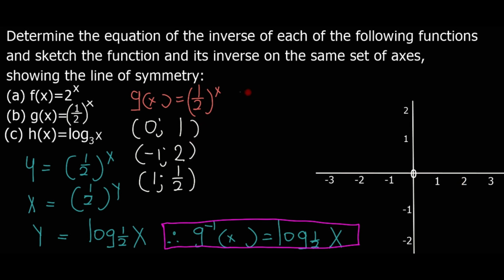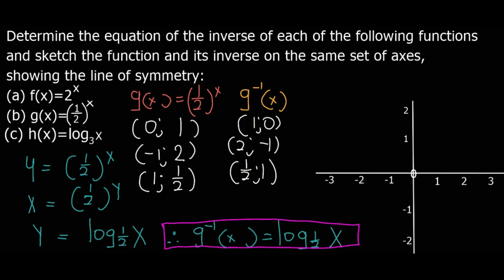Let's see the inverse. So we know that we will interchange these points. So for the inverse I will have 1 and 0, then 2 and -1, and then half and 1. So from there, let's draw. 0 and 1 is here, and then -1 and 2 is somewhere there, and then 1 and half is somewhere here.